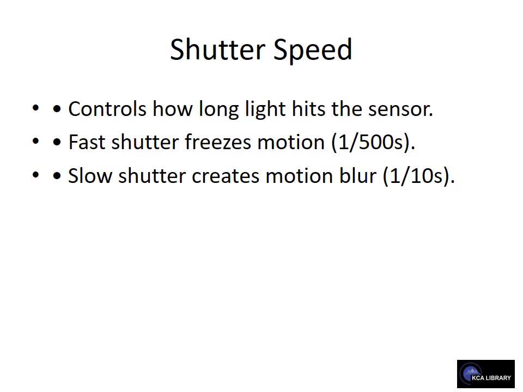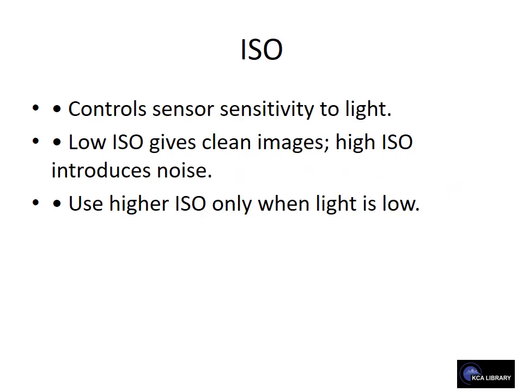Now you then have the shutter speed. This controls how long light hits the sensor. If you have a fast shutter, it freezes the motion, for example 1/500s. If you have a slow shutter, it creates motion blur. So you are the one that will determine how you want to set your shutter speed, depending on what you use it for.